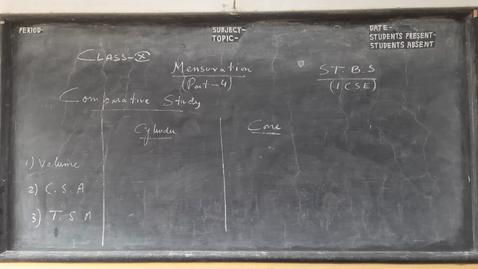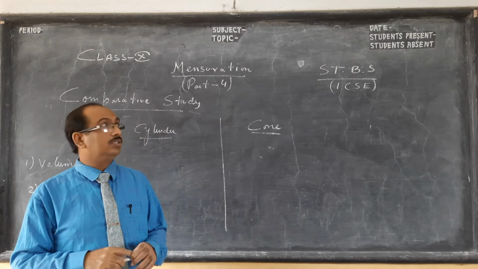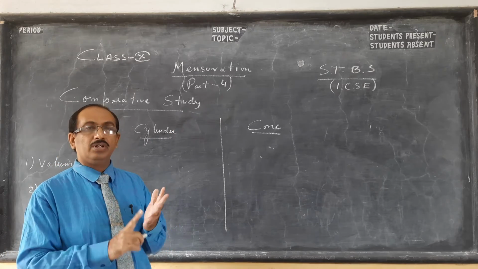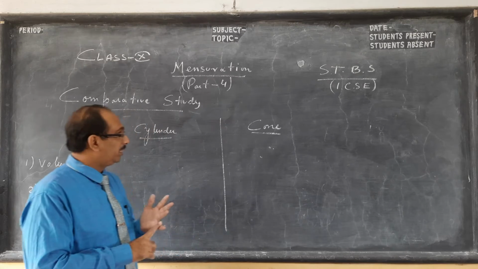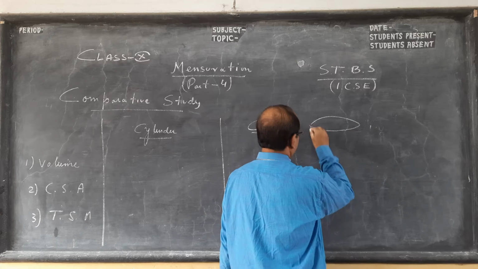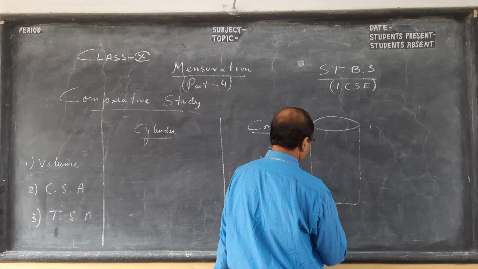Today we are going to part 4 of our video lesson on mensuration. As I have already made 3 videos, you will see first I have explained to you the concept of circle, because based on circle only we get cylinder. So this is the cylinder, okay.